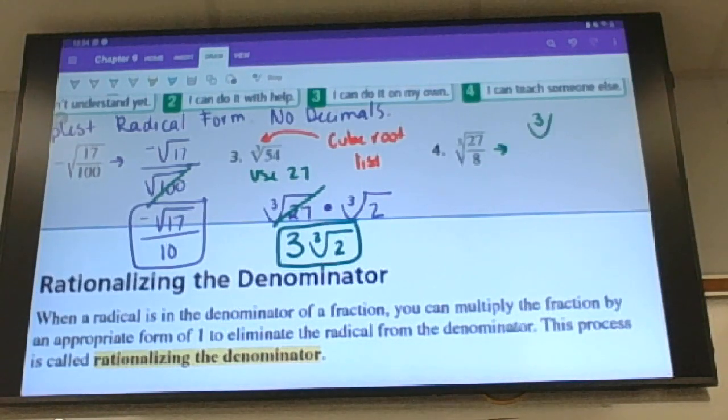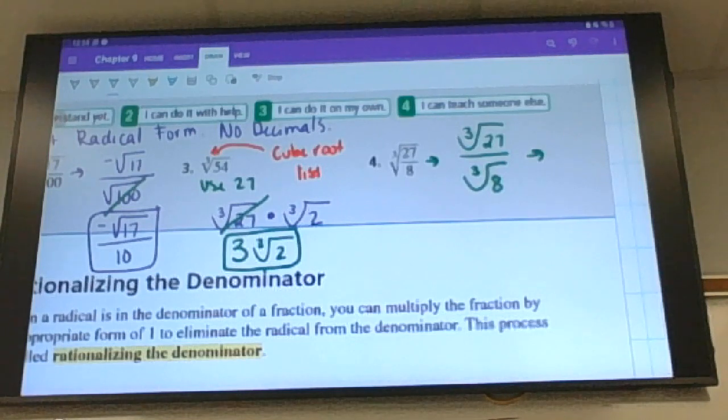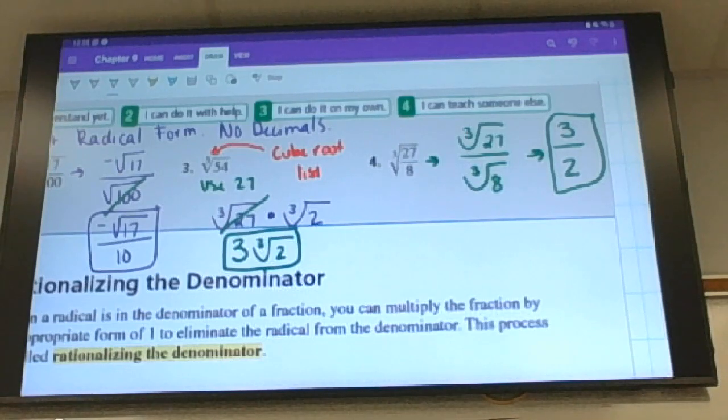Alright, fractions, we separate. This is the cube root of 27 over the cube root of 8. Is 27 in the list of cube roots? Yep, it's 3. Is 8 in the list of cube roots? Yes, it's 2. So 3 over 2, or 1.5 is fine, but 3 over 2 is a little better. Your assignment's on Big Ideas Math. You have 10 minutes to work that out.